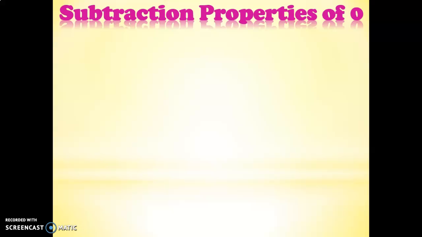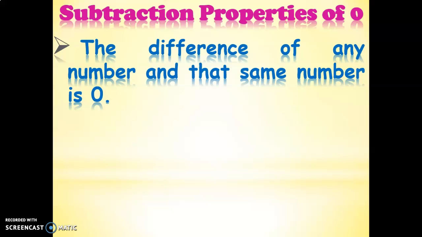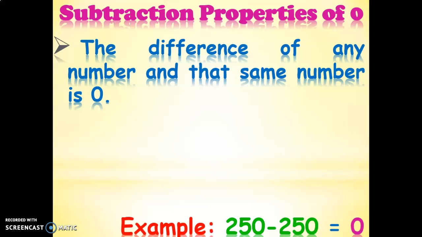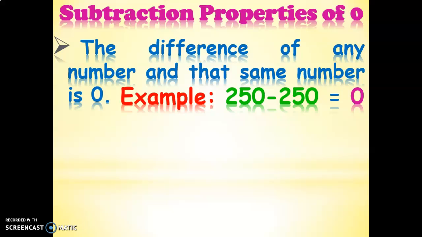Now we have a few subtraction properties of 0. You can try to remember this whenever you have to answer subtraction equations. The first one: the difference of any number and that same number is always 0. So for example, you have 250 minus 250 equals 0.